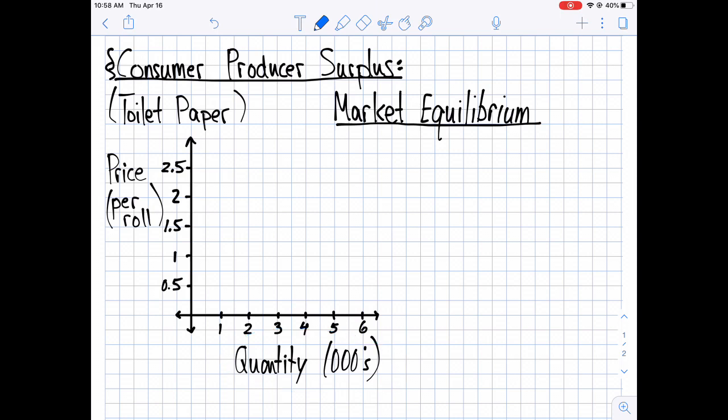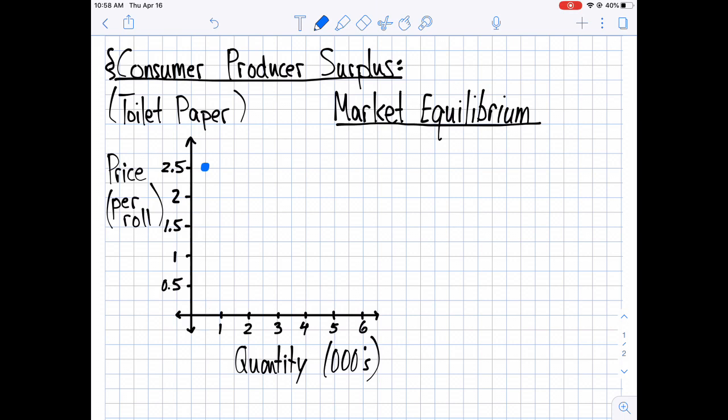Okay. So first off, let's take a look at a couple different situations. So one, if the price is very high, okay, so if we're looking at a price of $2.50 per roll, then you would imagine that the quantity that people are willing to demand is going to be very low. Okay, so let's suppose that if the price is at $2.50, then the demand would be right here. The demand would be maybe 500 rolls of toilet paper.